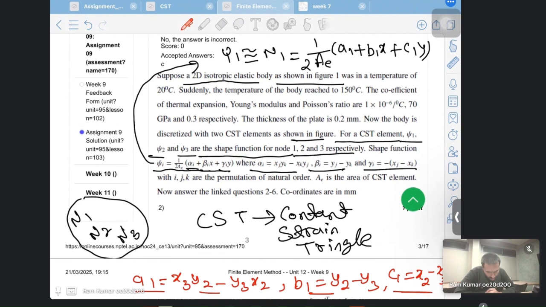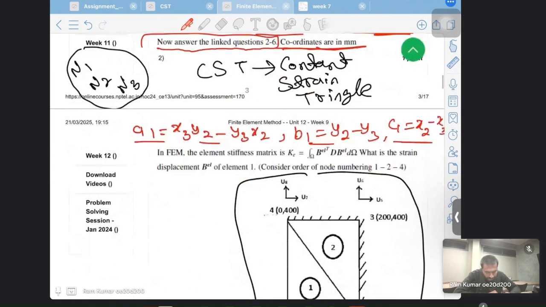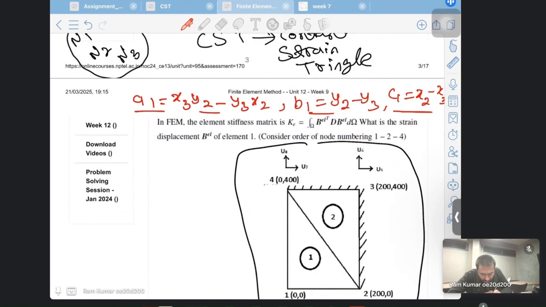They also mentioned that i, j, k are the permutation of natural order, and that A is the area of the CST element, the total area of that element. Now we have to find the answers to questions 2 to 6, and the coordinates are given in mm. I think the question is clear for you, right? Yes. Now in FEM, I also told you, the element stiffness matrix will be like this. This is given.